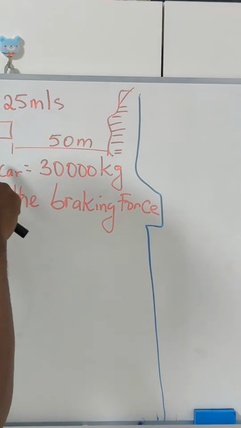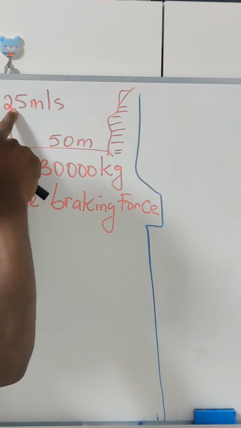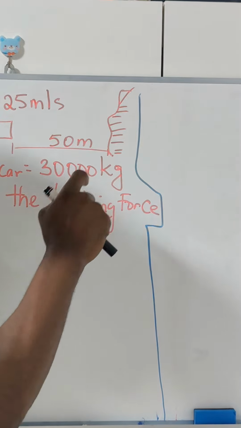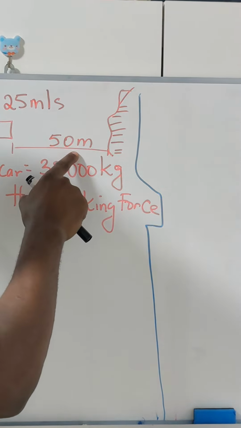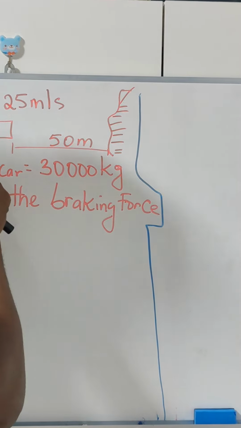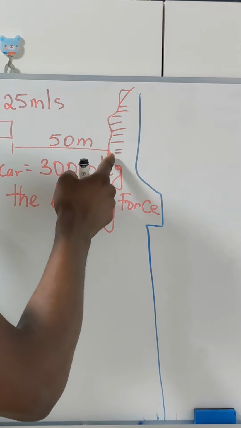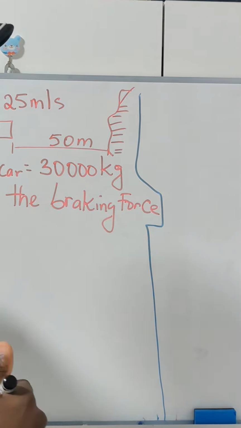We are told that there is a car of mass this, moving at an initial velocity this, towards an obstacle. At the time the motion is being recorded, the car is 50 meters away from the obstacle. And the question says, find the braking force necessary to bring this car to a stop just upon impact with the obstacle. Follow me, dear friends.